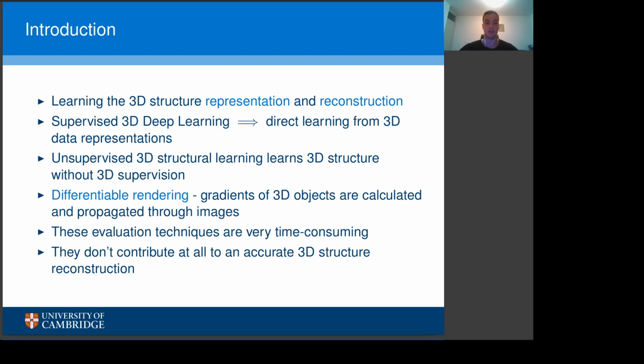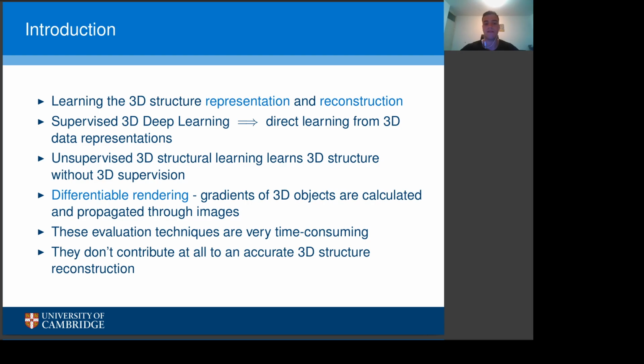Unsupervised 3D structural learning learns 3D structure without 3D supervision, and a novel field which is available here is called differentiable rendering. This allows the gradients of 3D objects to be calculated and propagated through images, and it also reduces the requirement of 3D data collection and annotation while enabling a higher success rate in various applications.